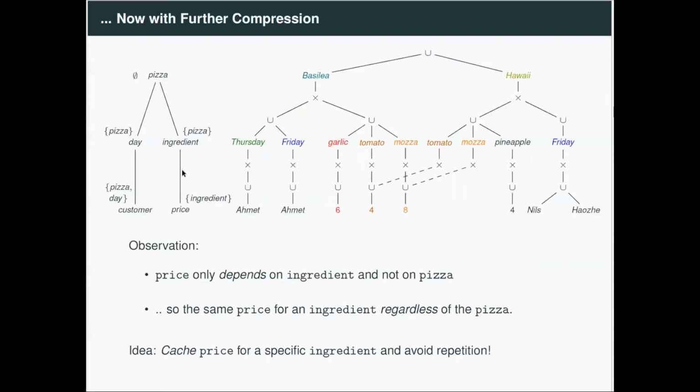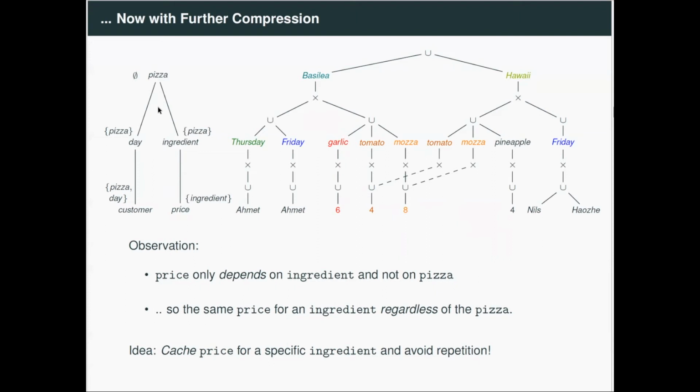Yet, we can further compress our factorization. To achieve this, we can refine our variable orders with further conditional independence. We can adorn every variable in the order with the variables that are ancestors in the order and on which it depends. That is, in our example, with which they appear in the same relation. For instance, price only depends on ingredient. Ingredient only depends on pizza, while pizza has no ancestor, so it does not depend on anything in this variable order.